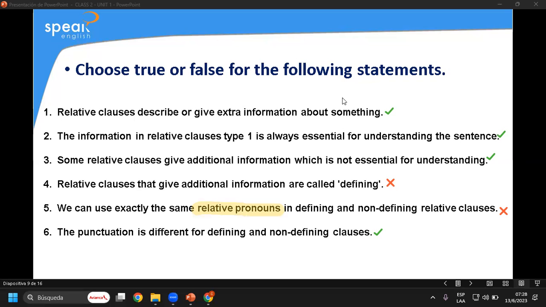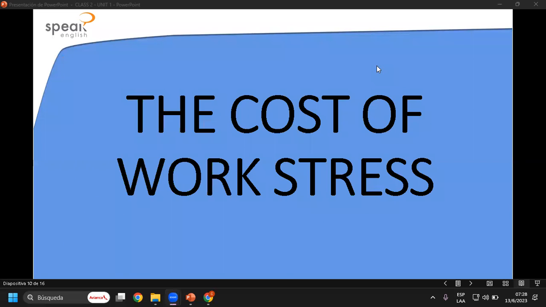Okay, so far so good. You passed the exam. All right. So I hope you don't forget information. I will continue asking. Now, because today's speaking, we are going to continue talking and I want everybody to participate, please. We are going to talk about the cost of work stress.